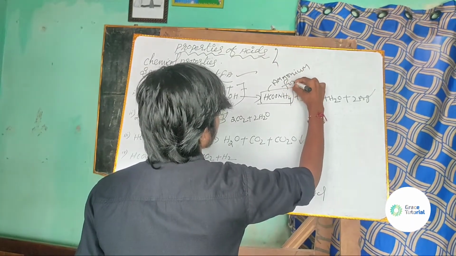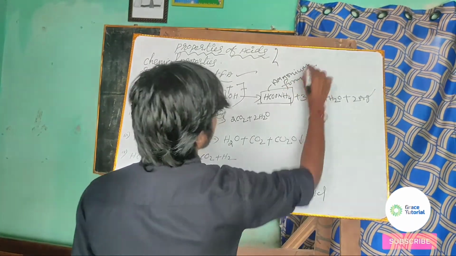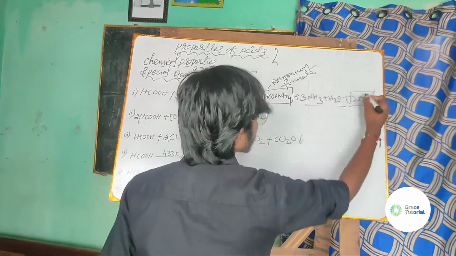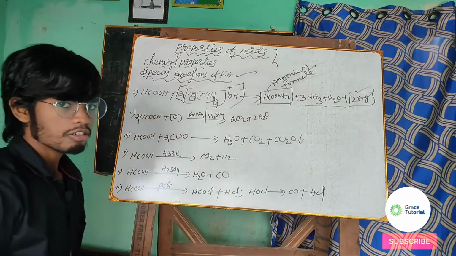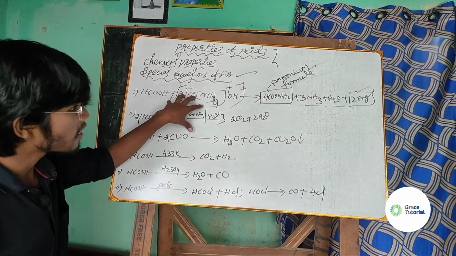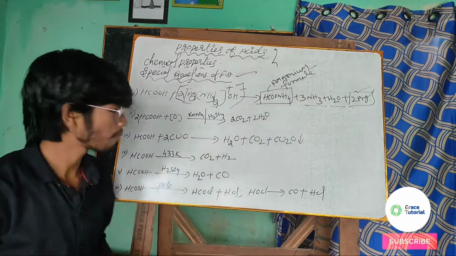Ammonium formate, then ammonia, water, and most importantly the silver mirror is obtained. So what we need to understand here is that formic acid can reduce the Tollens reagent to form the silver mirror.